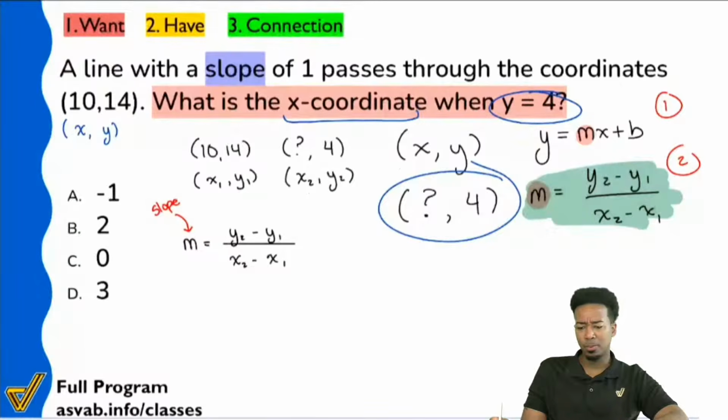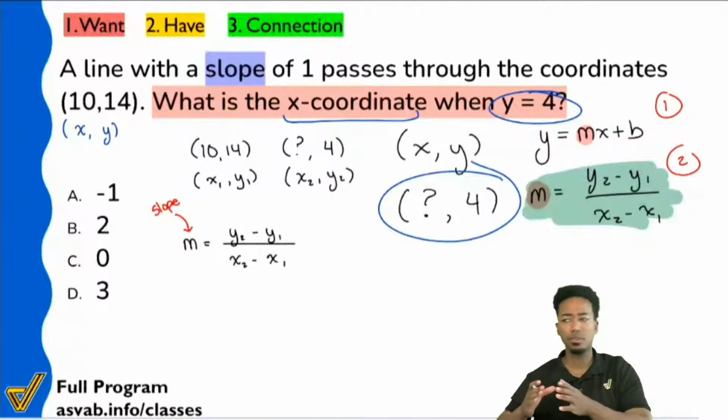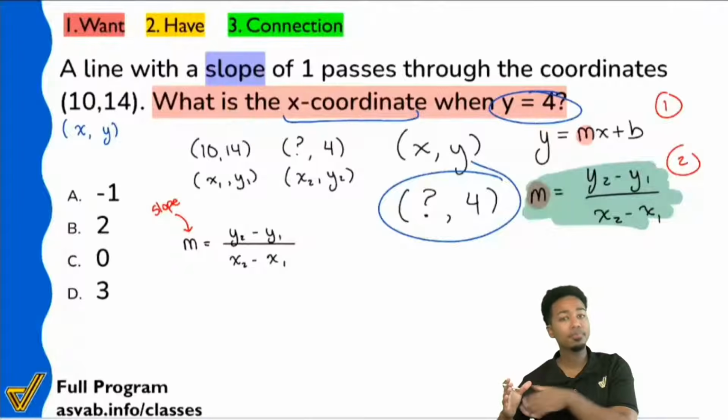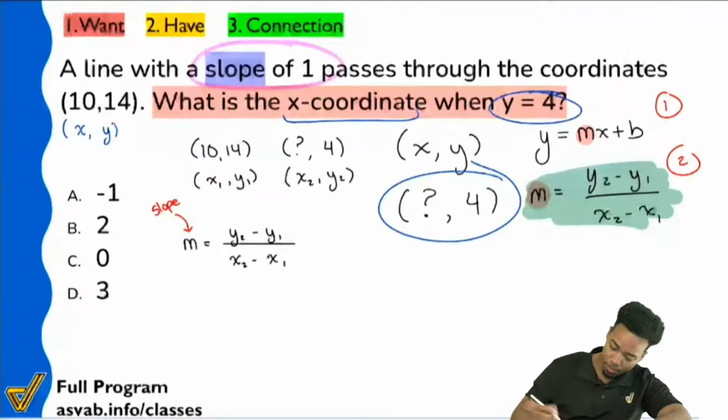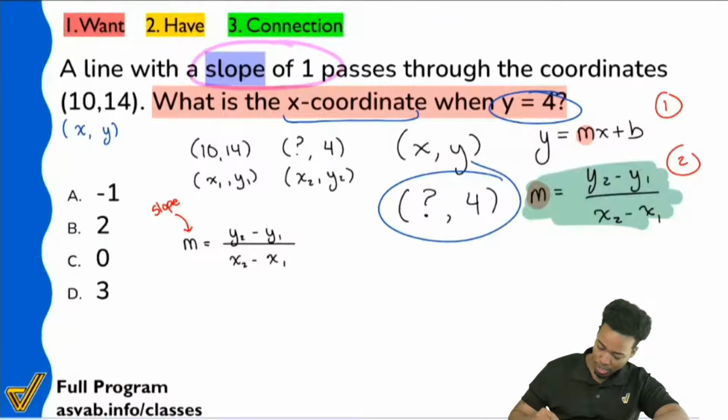What was the slope? It was 1. So again, like I said, what we're doing now is just filling in this formula, solving the formula. We have the slope right here. The slope is 1, so I'll plug that right in.